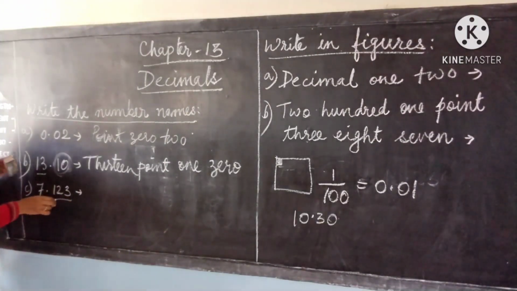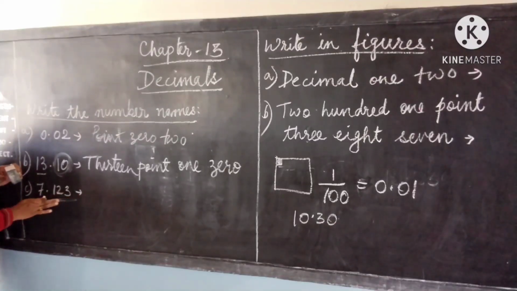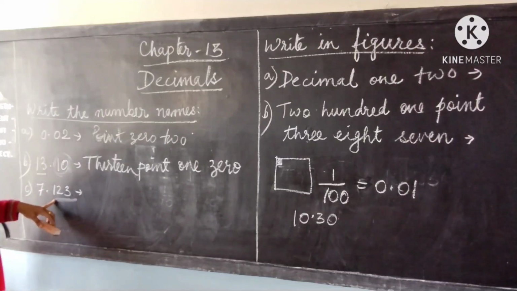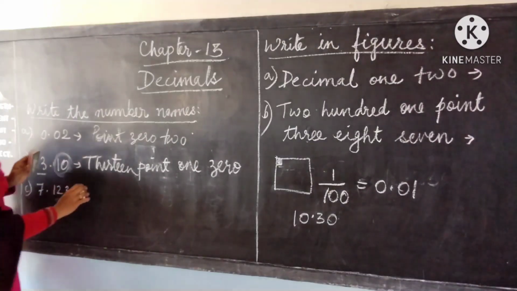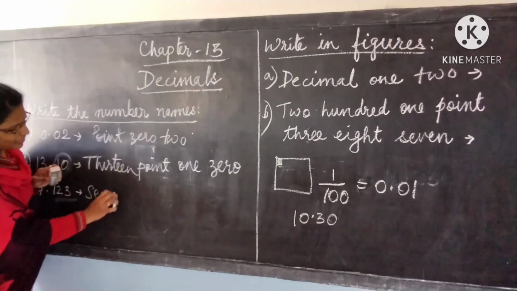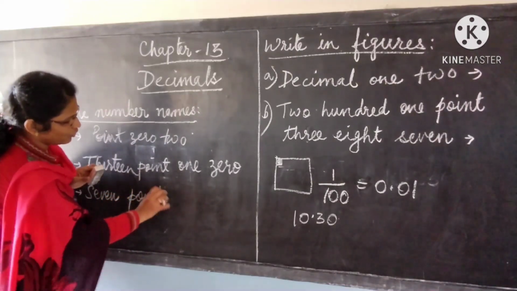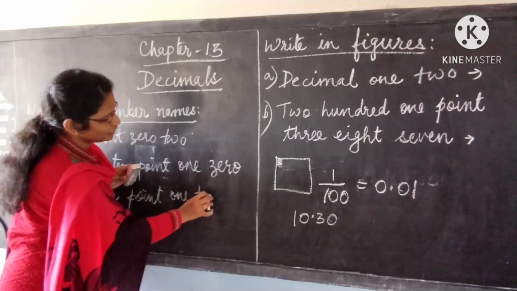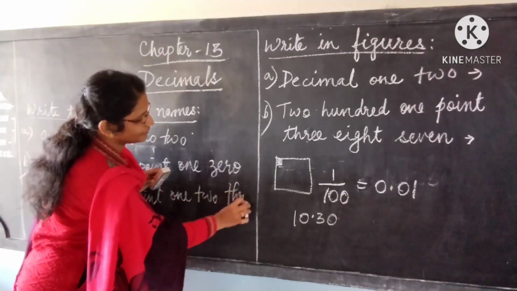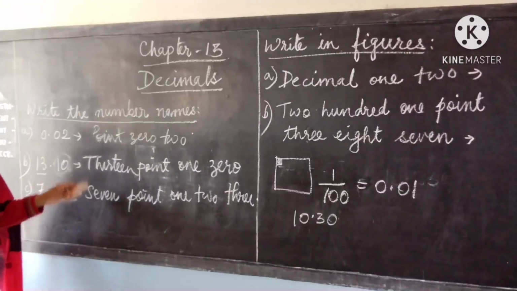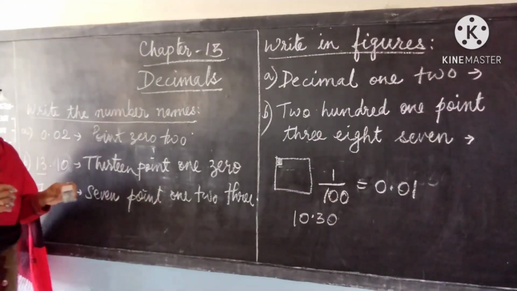Okay. Next you can see 7 point 123. Is it one hundred twenty-three? No. After the point, we will read it separately. 7.123. When you write the number name, we have to write it this way. Okay, this is the way we have to write the number names of decimals.